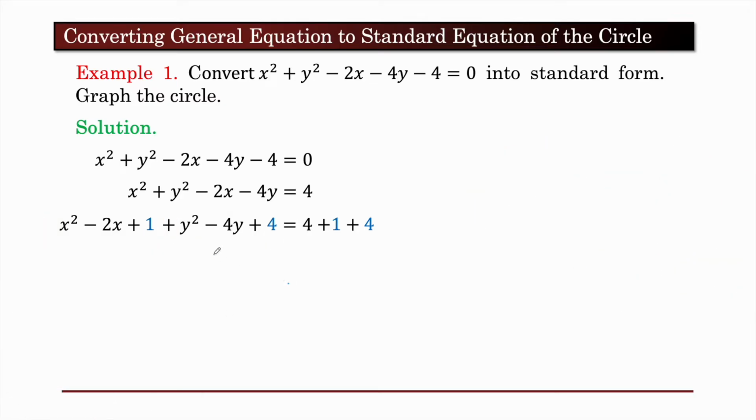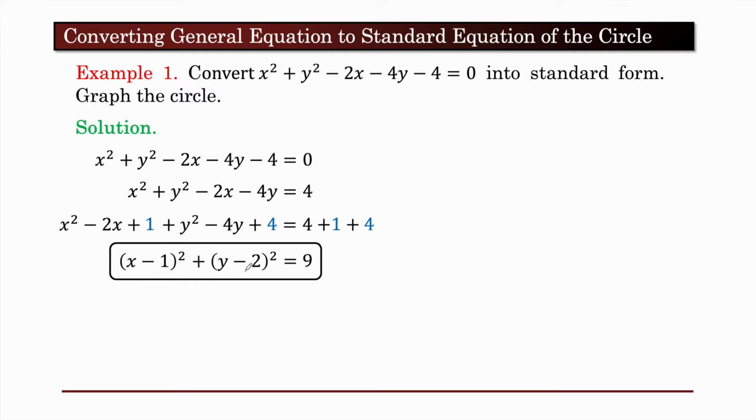Next one, let us proceed to the 5th step. Factor the x term and then the y term. So let us start with the x term. The factor of this is x minus 1 raised to 2. Okay, x minus 1 raised to 2. For y, simply apply your quadratic knowledge. Y squared minus 4y plus 4 will be y minus 2 squared. And then 4 plus 1 plus 4 is 9.